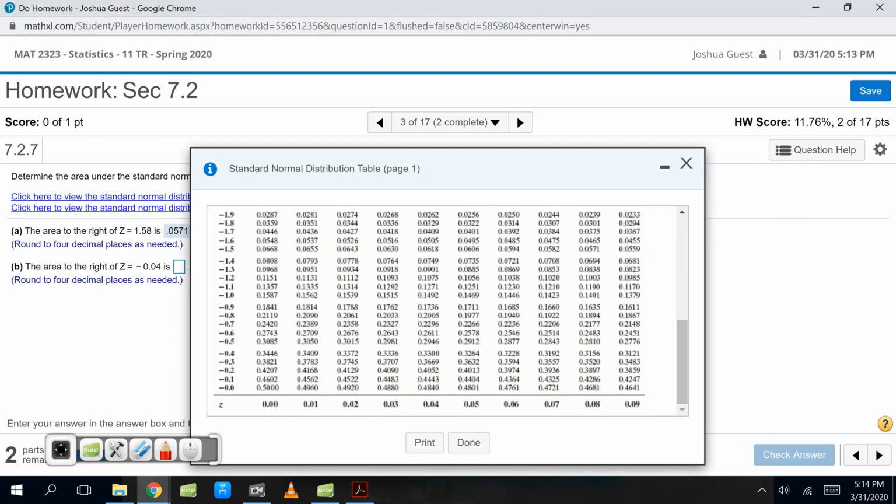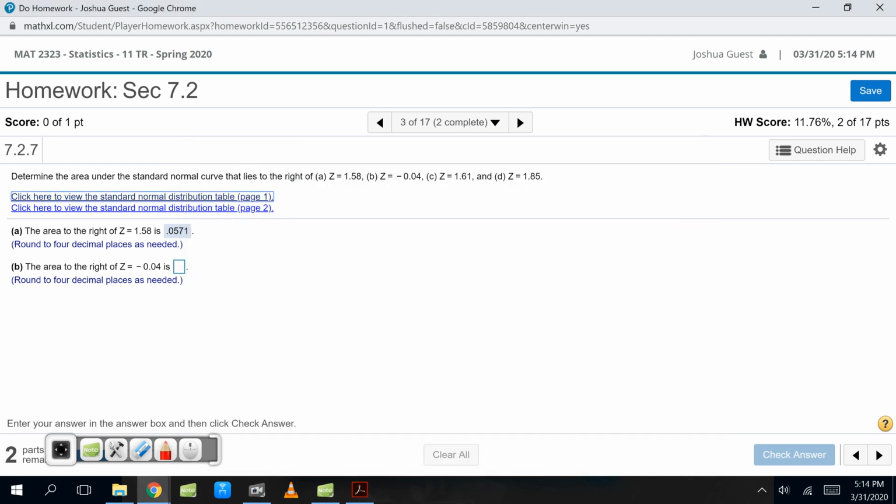Pick this one. Go down here to negative 0.04, negative 0.0, and we got 0, 1, 2, 3, and 4. You can even see it here. Negative 0.04. So 0.4840. So 0.04 for the Z is 0.4840.